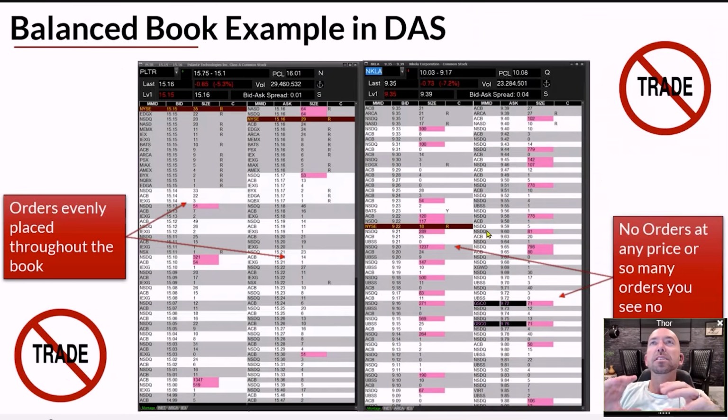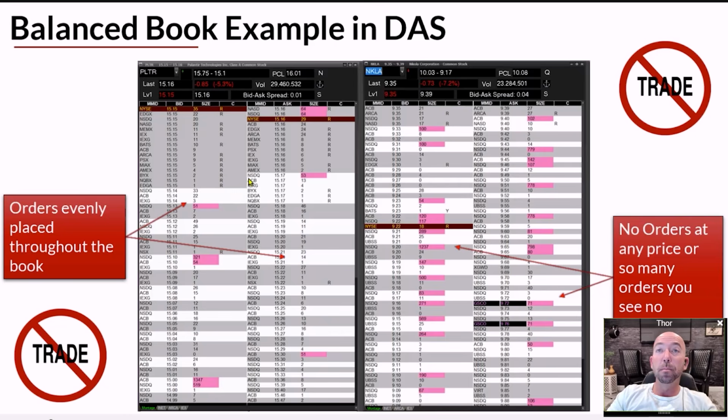Now, this reading the book can really, really help you, because if you're looking at an order book and it looks like one of these two books, your price isn't going anywhere, right? And that's really good to know. If you have what we call a balanced order book, then that means in both directions, you've got either a lack of orders or so many orders that the market maker is not going to be incentivized to move the price.